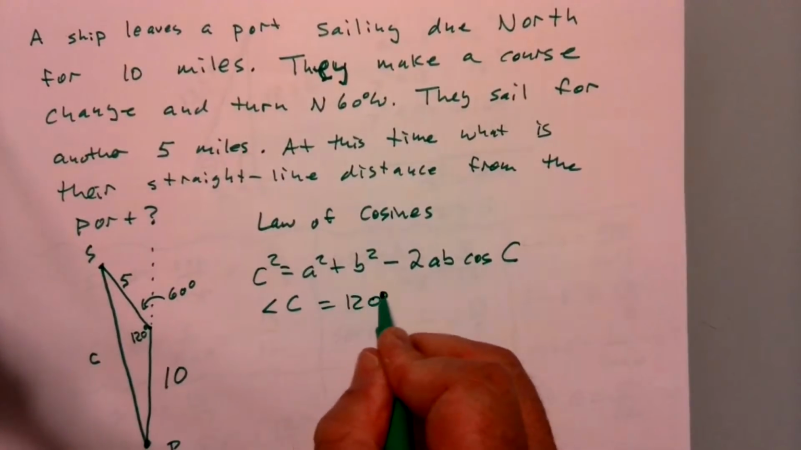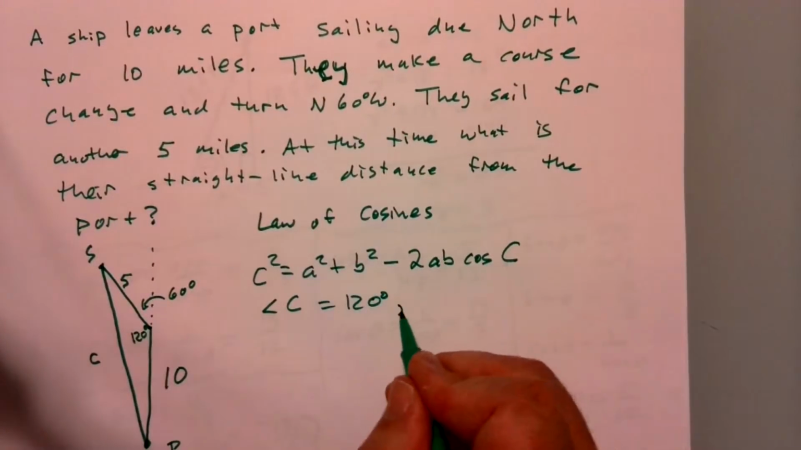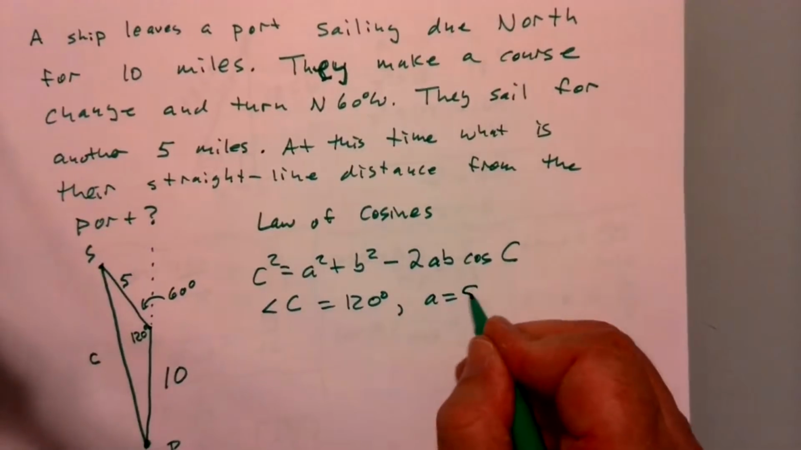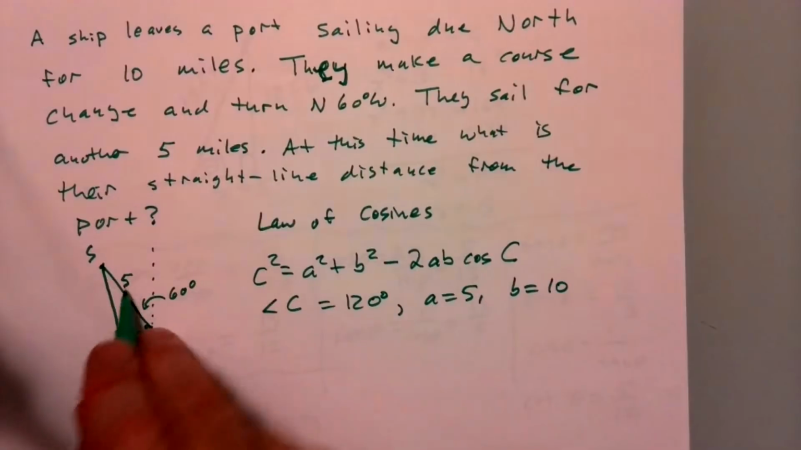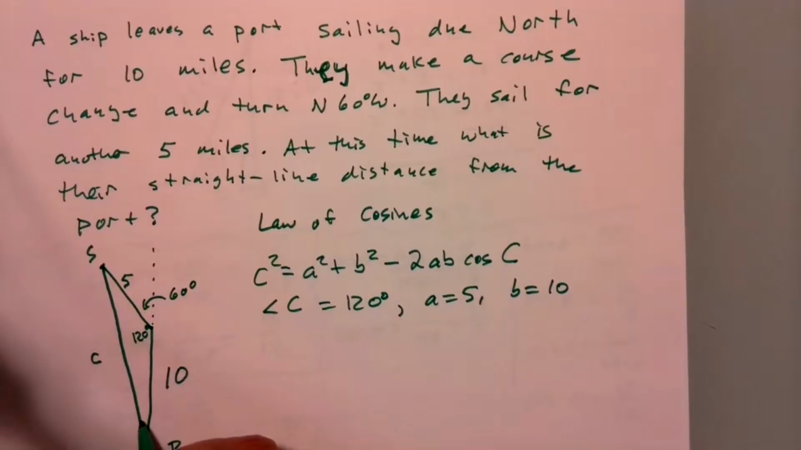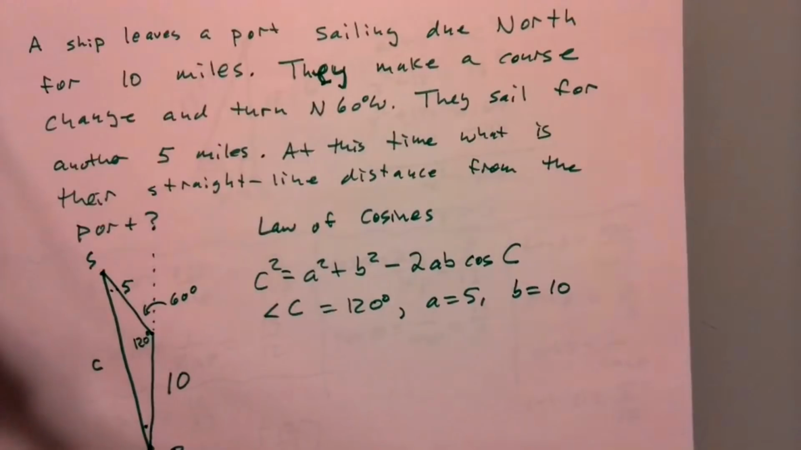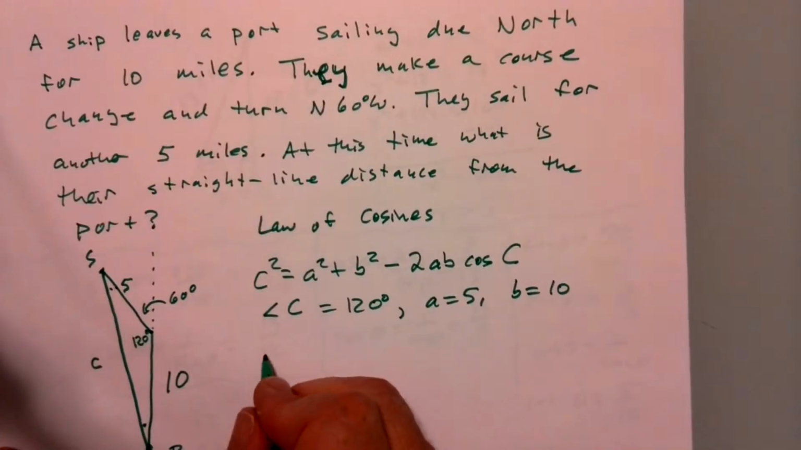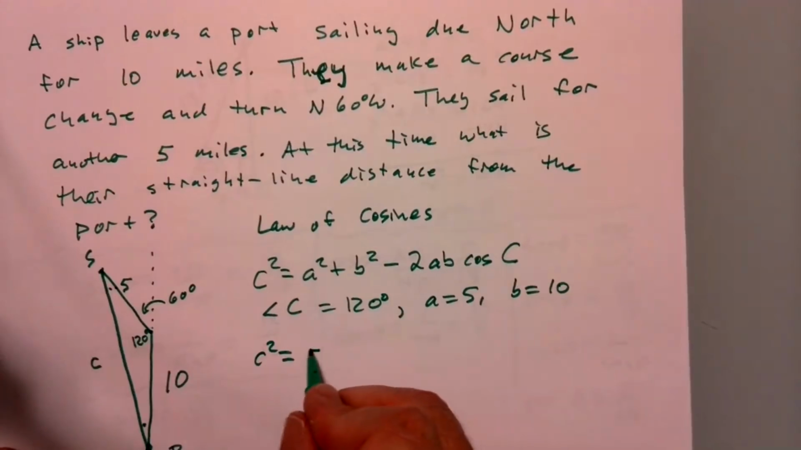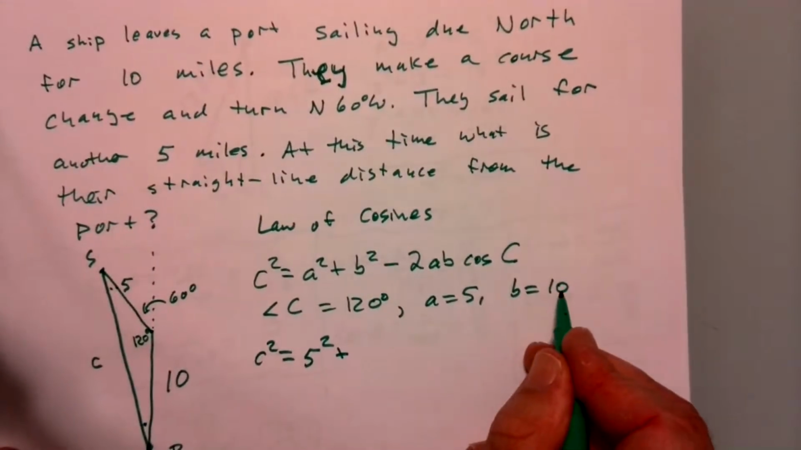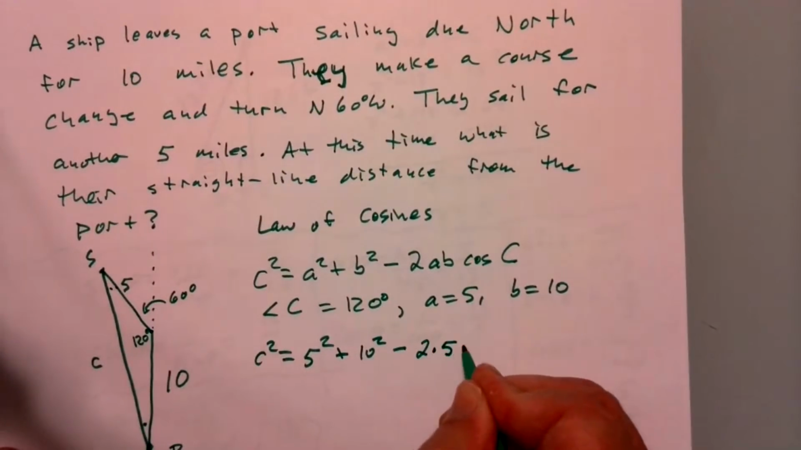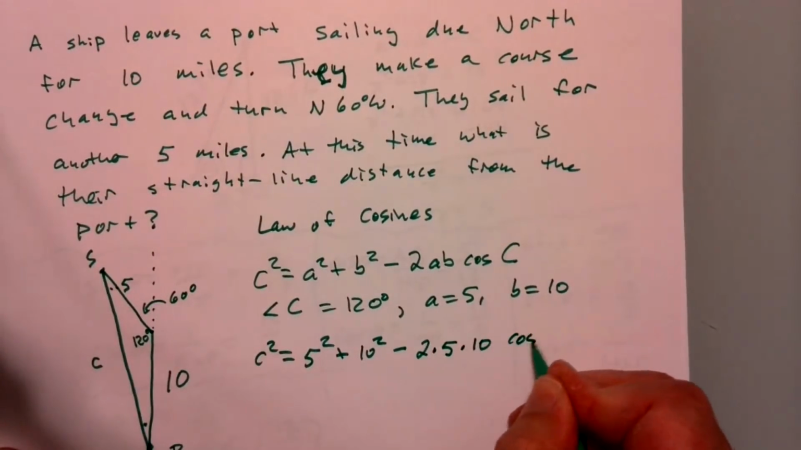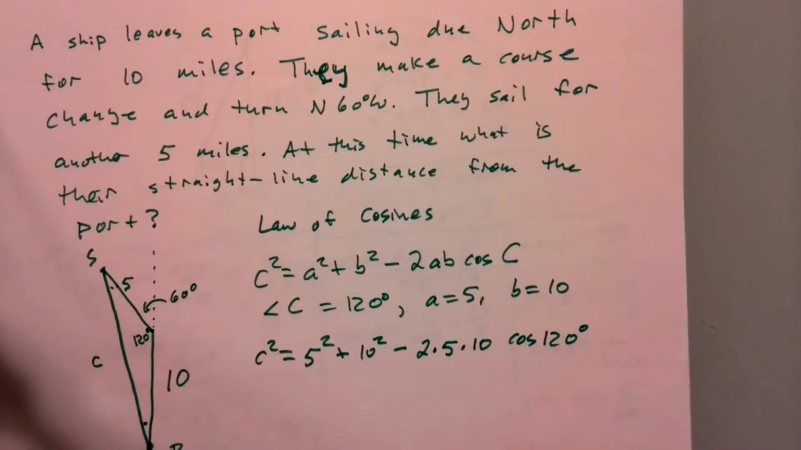So in this problem, angle C is opposite little c. Angle C is 120 degrees. I'm going to use that in that spot. Little a we'll call 5, and little b we'll call 10. These angles then, if this is A, this would be angle A here, and this would be angle B here, but I don't care. I don't need those. So let's go ahead and make our substitution. c squared equals a squared, 5 squared, plus b squared, 10 squared, minus 2 times 5 times 10 times the cosine of 120 degrees.